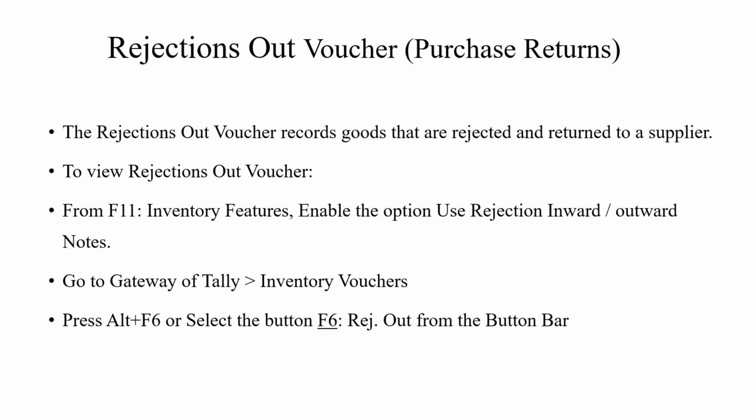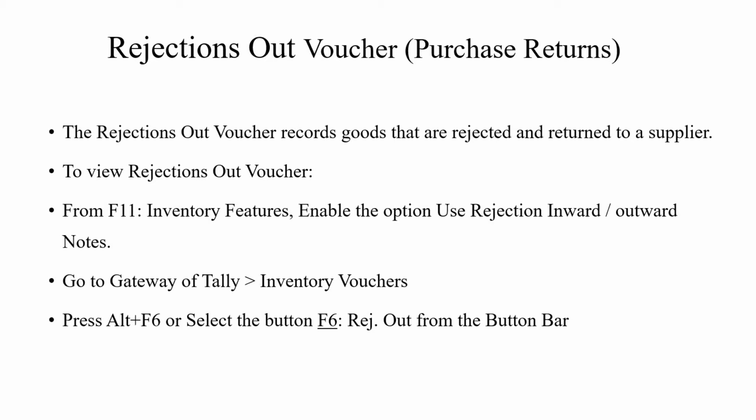Rejection out voucher is nothing but purchase returns. The rejection out voucher records goods that are rejected and returned to a supplier. Think that a company has purchased material from the supplier or maybe from the creditor. Due to some reason, maybe defective or faulty or not of good quality, the company may return the goods back to the supplier or creditor. In that case, the transaction will be recorded in the rejection out voucher.